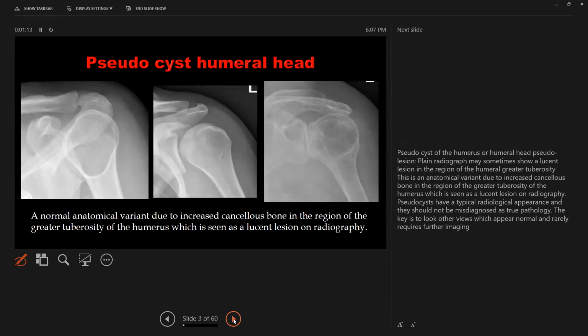All that you need to do is look at the other projections and see if it still shows a cystic appearance. For example, in this patient, on the other view, there is no cystic appearance. So basically, this is a common pitfall where people tend to misinterpret. This is a pseudocyst of the humeral head.